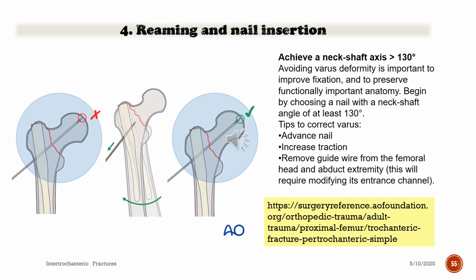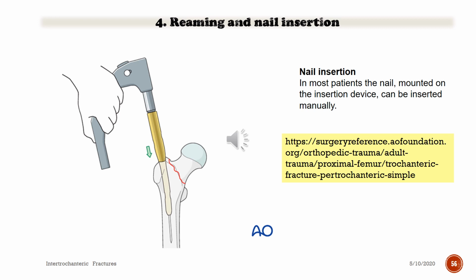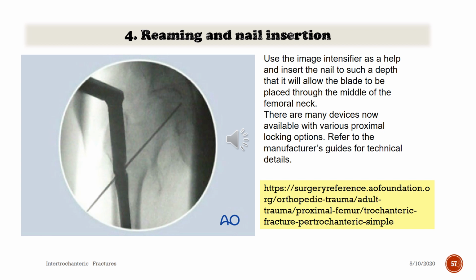Nail insertion. In most patients, the nail mounted on the insertion device can be inserted manually. Use the image intensifier as a help and insert the nail to such a depth that will allow the blade to be placed through the middle of the femoral neck. There are many devices now available with various proximal locking options. Refer to the manufacturer's guide for the technical details.